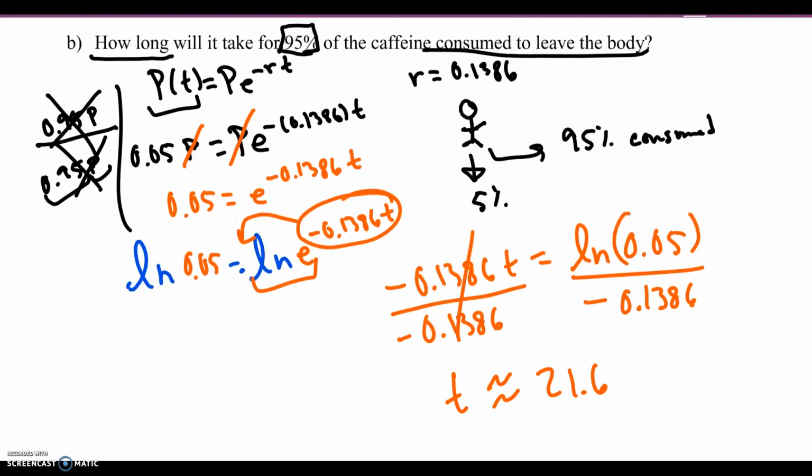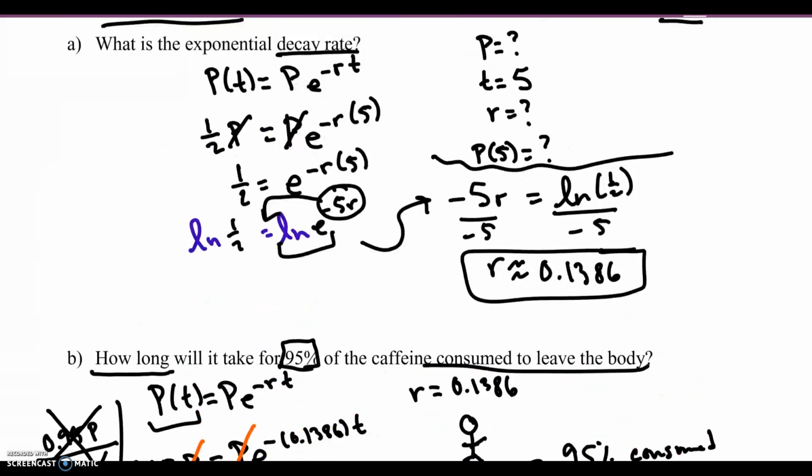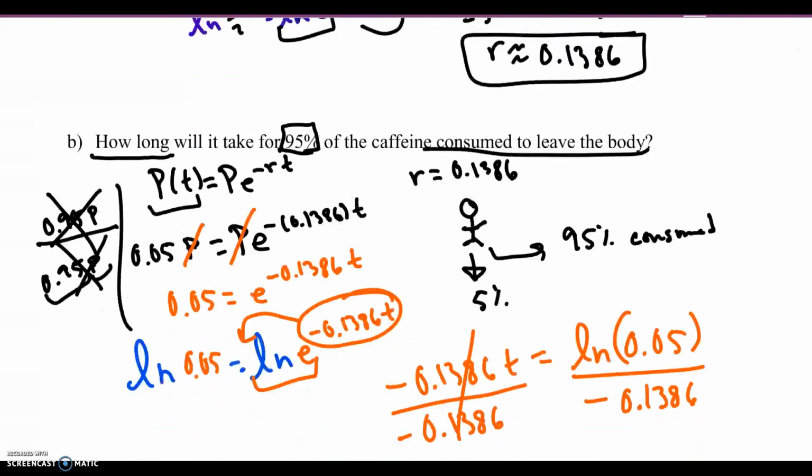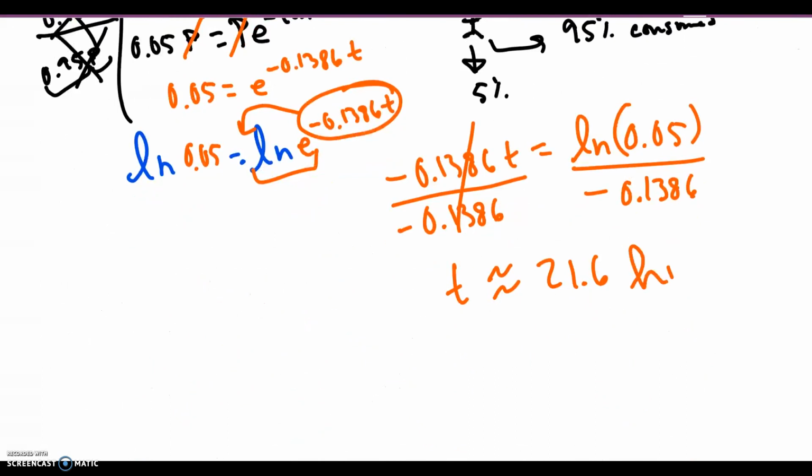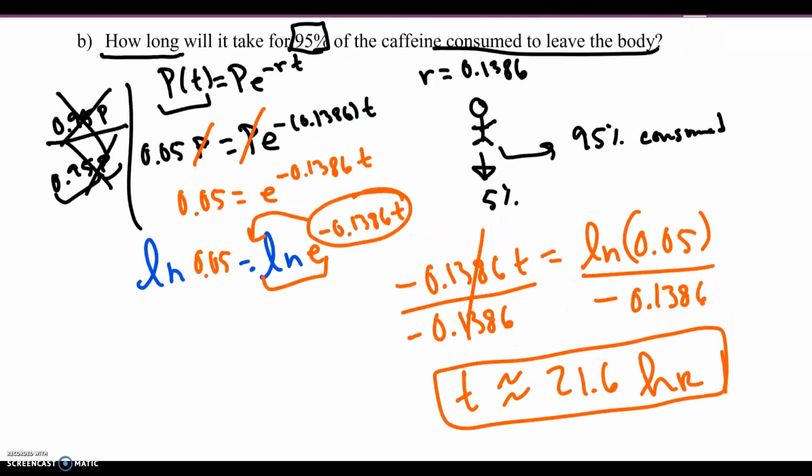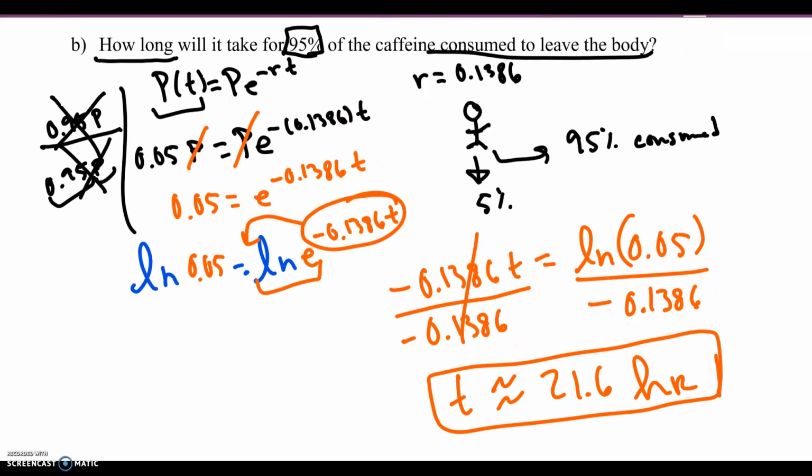Now, was this in hours? I forgot what that was. It was in hours, yeah. So it's going to take about 21 hours for there to be only 5% of caffeine inside of me, or for 95% of it to have been consumed. So we do need to read the question carefully to figure out what exactly we want. Okay, and that's it.